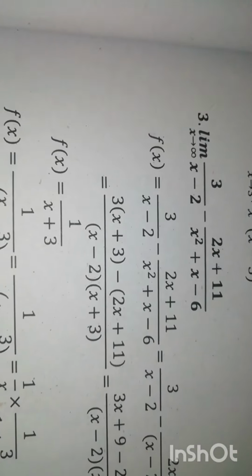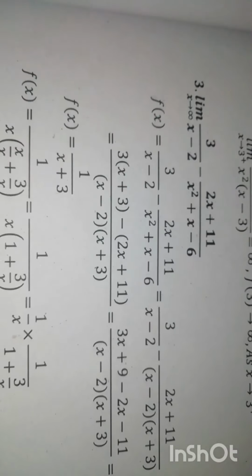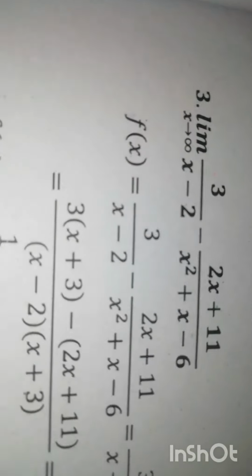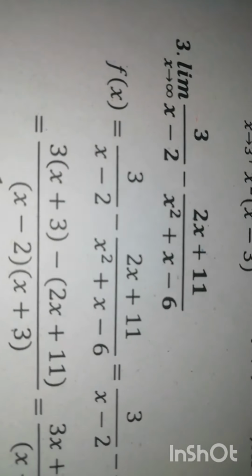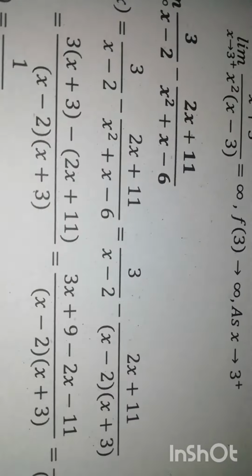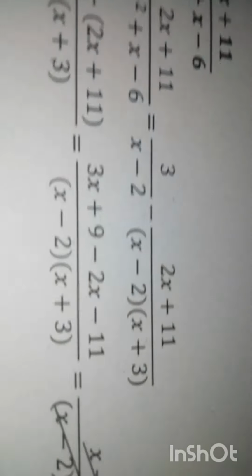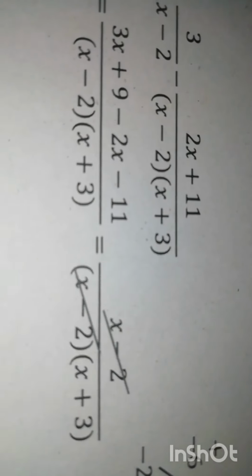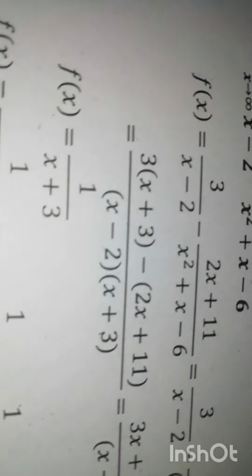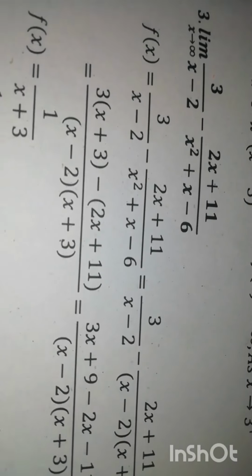Next sum number 3. Given x tends to infinity. 1 by infinity is 0. So we can change the form to 1 by x form. First of all, you can simplify this. After factorizing, we can take the LCM. After simplification, we get this form. So finally, we get 1 by x plus 3. See the simplification.